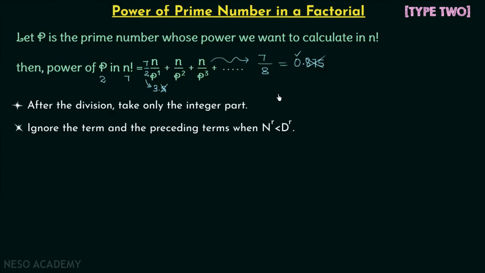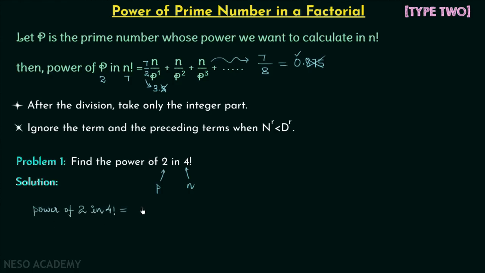So in this way, we are done with understanding the formula, and now we will move on to our problem number 1. In this problem, we need to find the power of 2 in 4 factorial. So here 2 is our prime number p and 4 is our number n. The power of 2 in 4 factorial will be equal to 4 divided by 2 power 1 plus 4 divided by 2 power 2. 2 power 2 is equal to 4. Numerator and denominator both are same. We will consider the next term, 4 divided by 2 power 3. 2 power 3 is equal to 8. The denominator is larger than the numerator, so we will stop here.